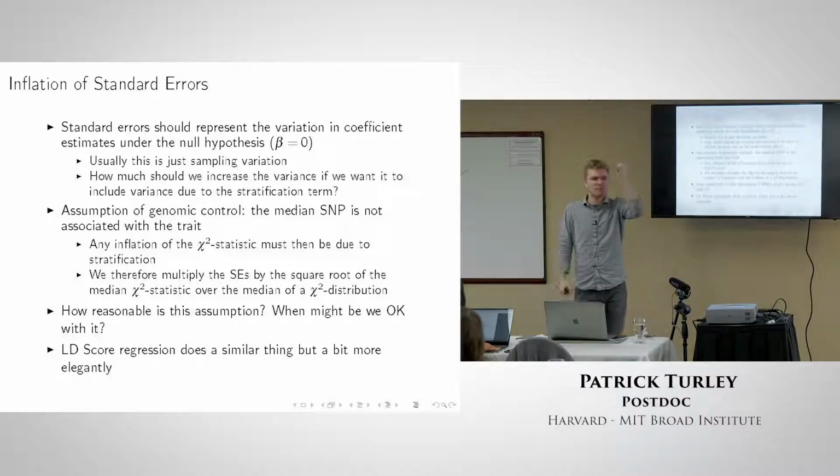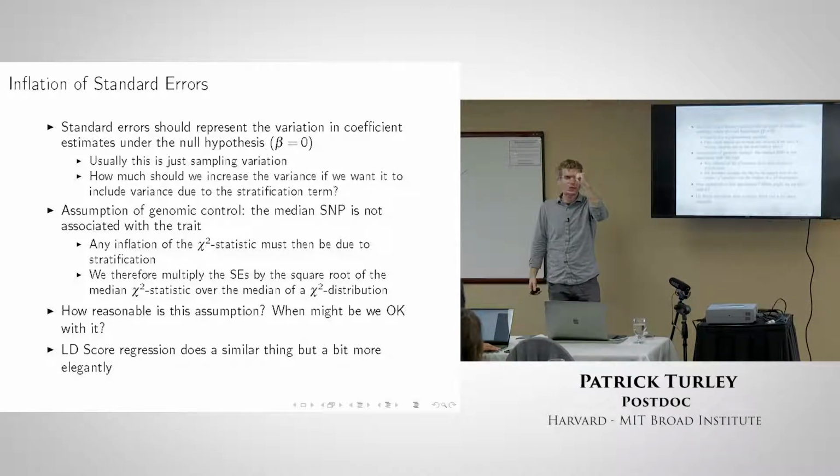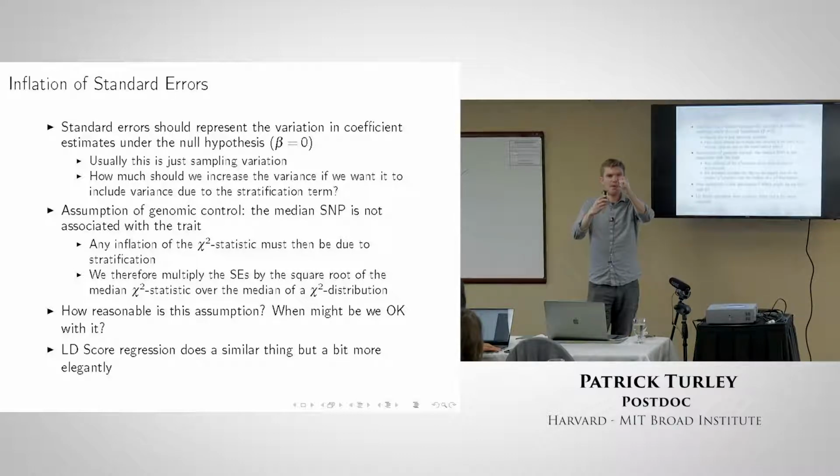What they do is they take the median SNP and look at its chi-squared statistic. Now, if that SNP is actually null, then its chi-squared statistic should correspond to the median of a chi-squared distribution. And if it's bigger than the median of a chi-squared distribution, they say, oh, that means the SNP is more associated than it should be. And because I'm assuming it's null, it must be associated purely because of stratification.